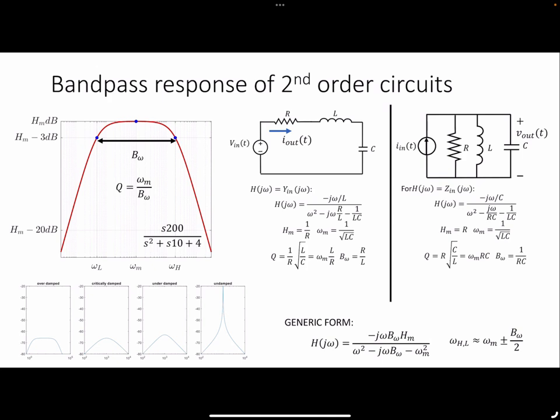Again, for these, you have to know all of these parameters. I would put them in your formula sheet or whatever. And that's it.